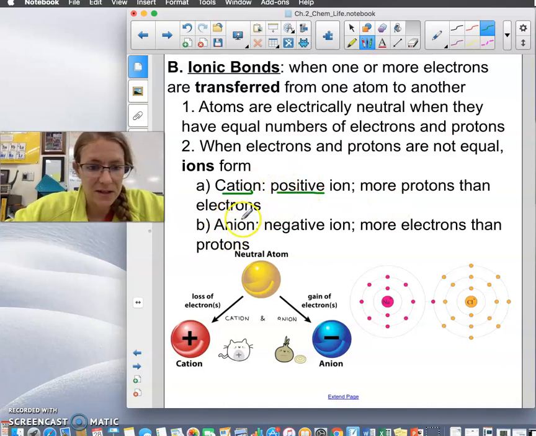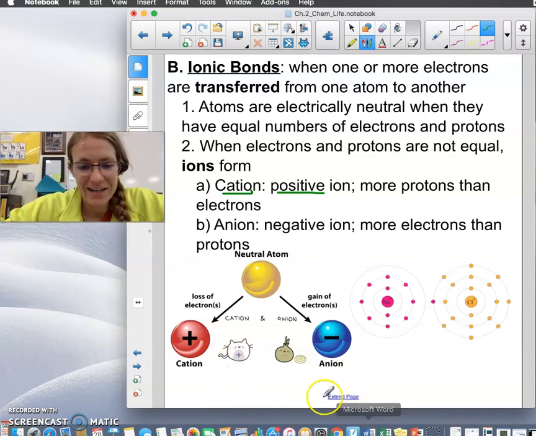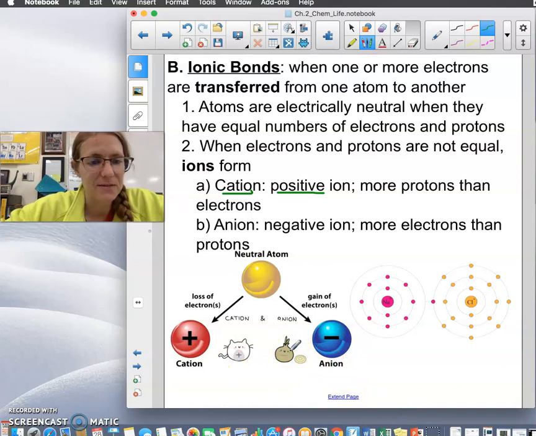Whereas the opposite, anions, you're going to have a negative charge because you have more electrons than protons. And so one way to help you remember the difference between a cation and an anion is that a cation, cats have paws, positive, right? And an anion sounds like onions, and onions make you cry. So great way to help you remember the difference between a cation and an anion.